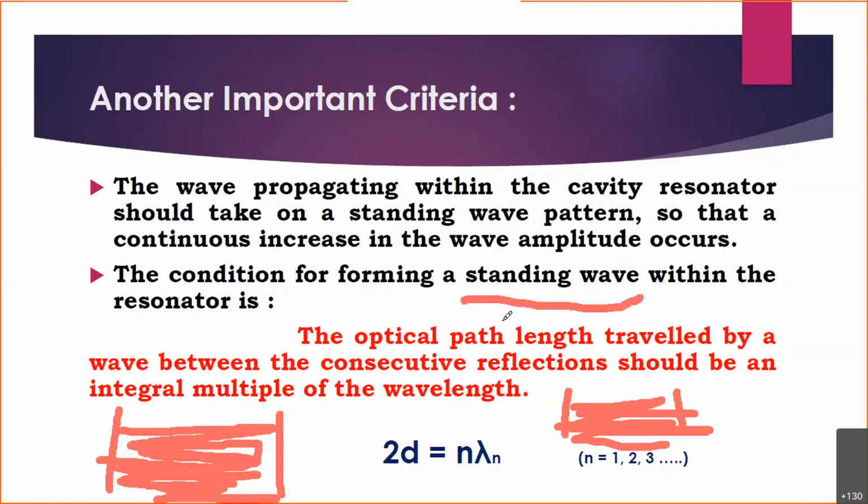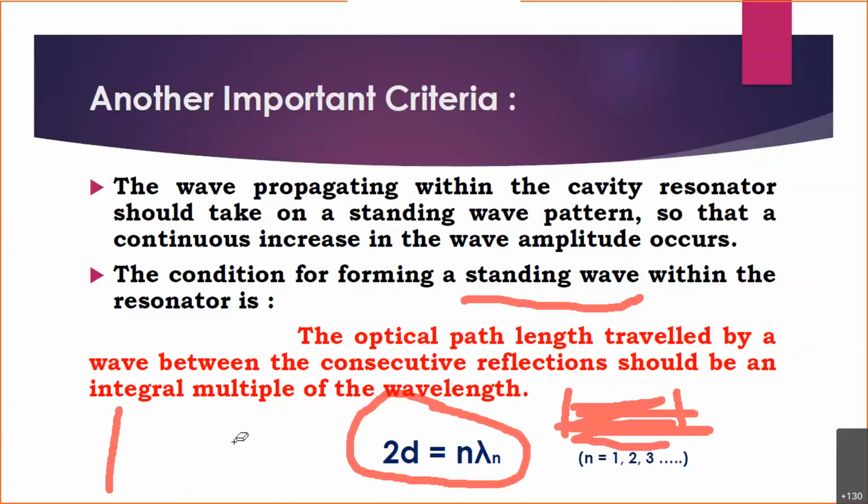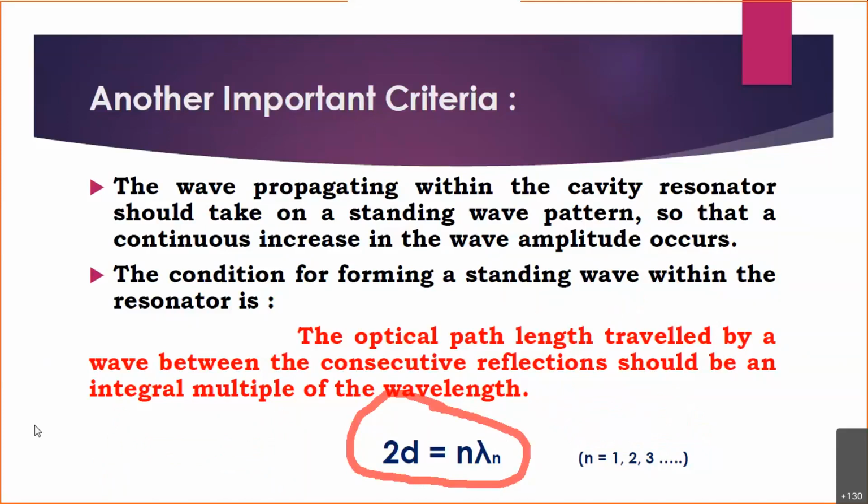Whenever I say standing waves, it means the criterion 2d = nλ must be satisfied, and I hope you are aware of this. Since you have recently come out of 11th or 12th, you might have studied this criterion, where d is the distance between the mirrors. Let me draw it again: this space between the mirrors, this one, we know as d.